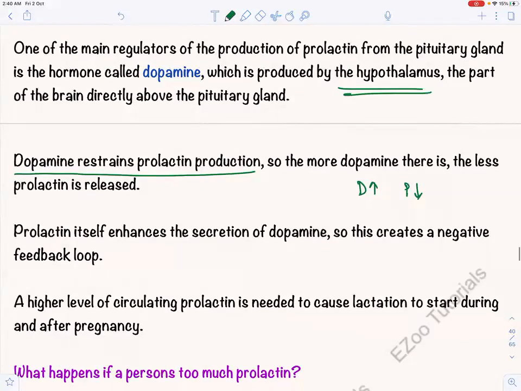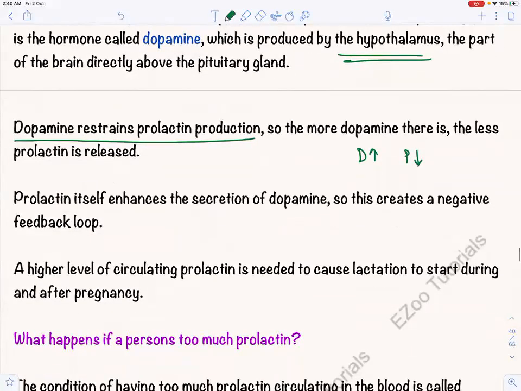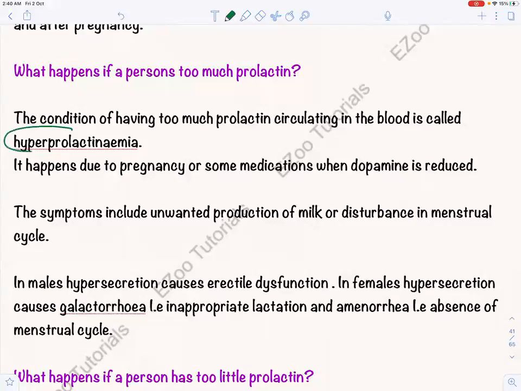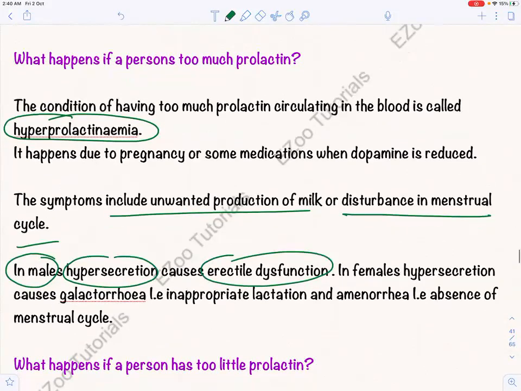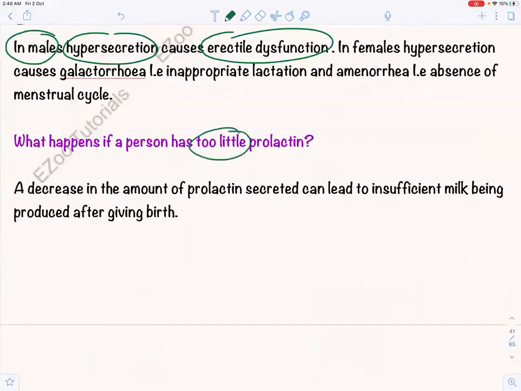Now what happens if the person has too much prolactin? There will be hyperprolactinemia. This we have already done, और उसमें क्या होगा? There will be unwanted production of milk and disturbance in the menstrual cycle. Males में क्या होगा? Hypersecretion will cause erectile dysfunction. We already did it. What happens if a person has too little?